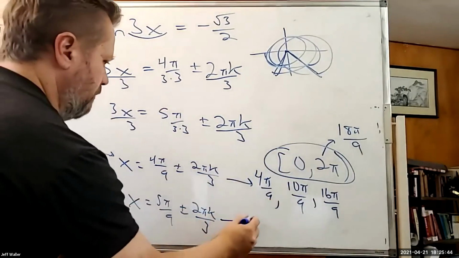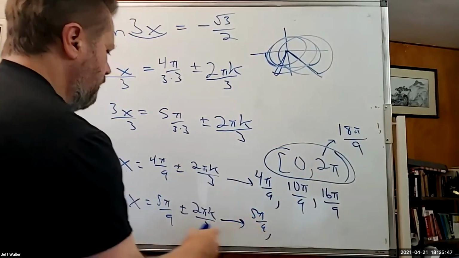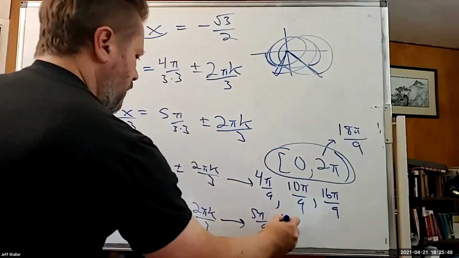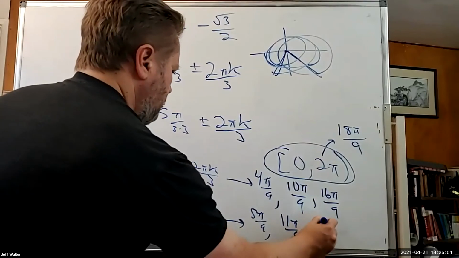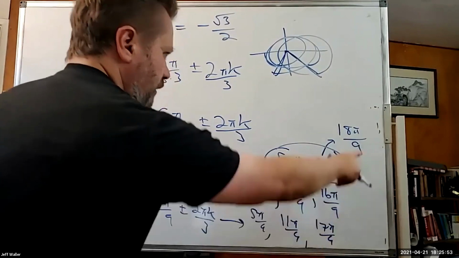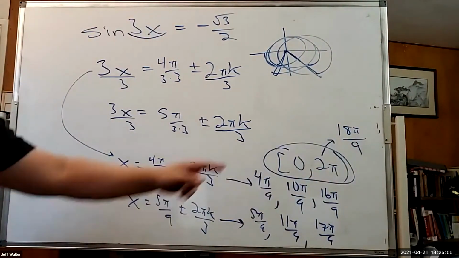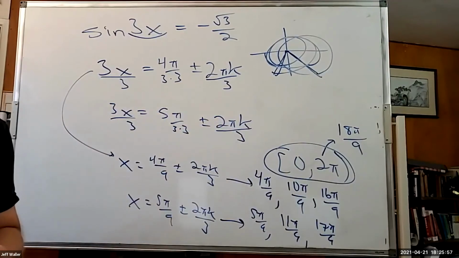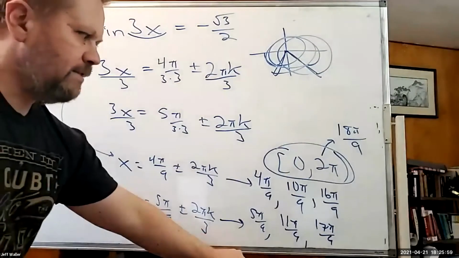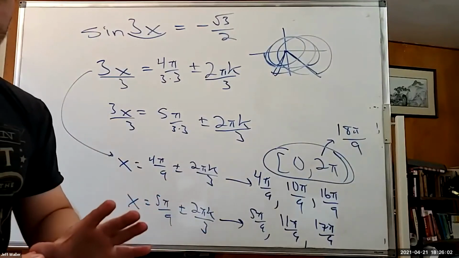So here I do the same thing. 5 pi over 9. Add 6 pi over 9. Add 6 pi over 9. And then I know I'm done, because the next one would go over that. So that's not too horrible.